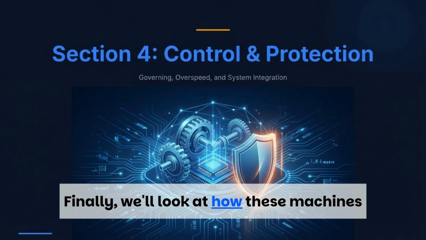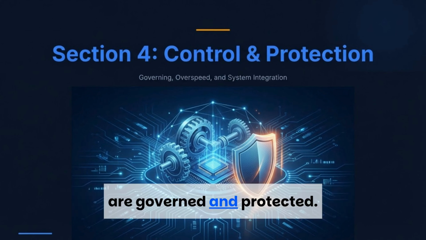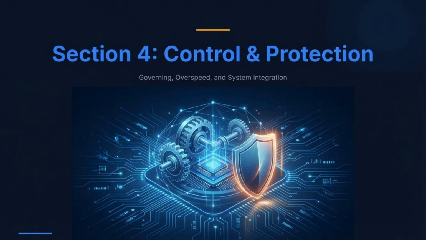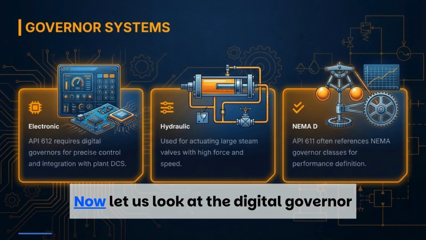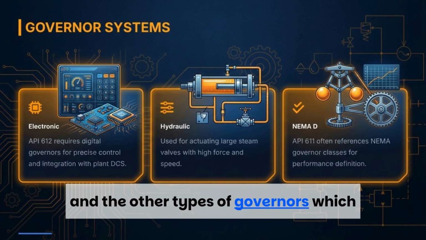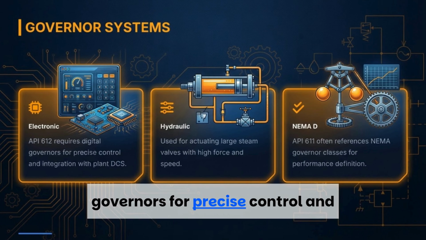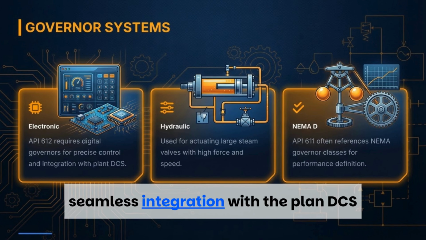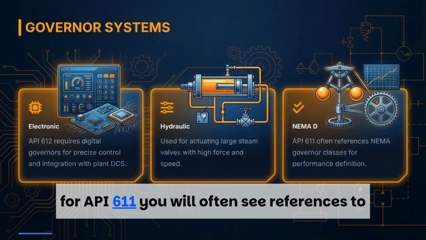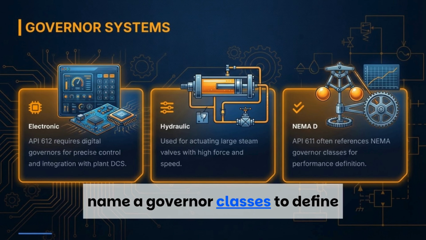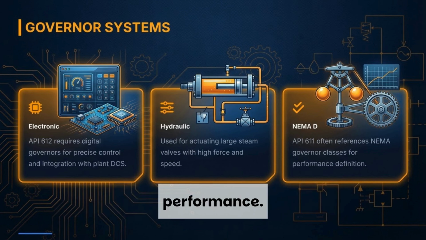Finally, we look at how these machines are governed and protected. Now, let us look at the digital governor and the other types of governors which are present. API 612 requires digital governors for precise control and seamless integration with the plant DCS. For API 611, you will often see references to NEMA governor classes to define performance.